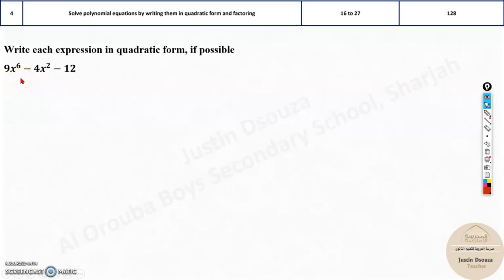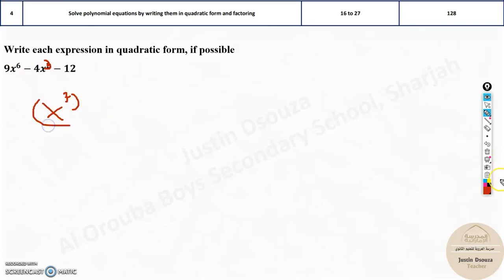Now we will see one more problem. Now look at this problem carefully. If you see closely, it's x to the power 6 and x squared. Do you think you can reduce this as quadratic? It's not possible. If this was 3, yes, I could write this as x to the power 3 the whole squared or something.